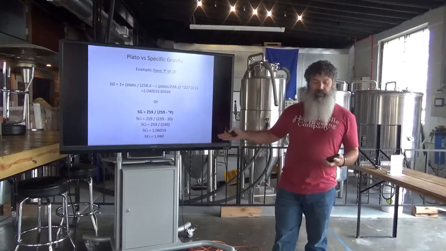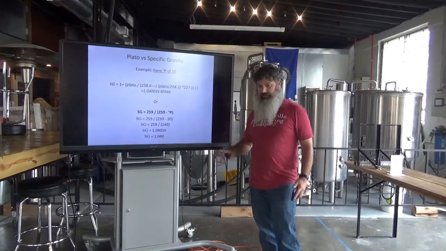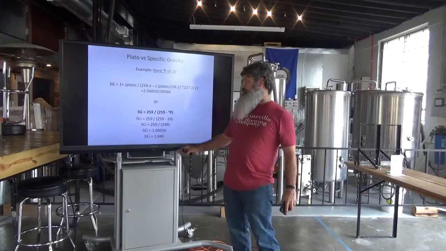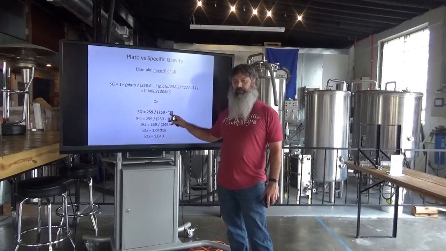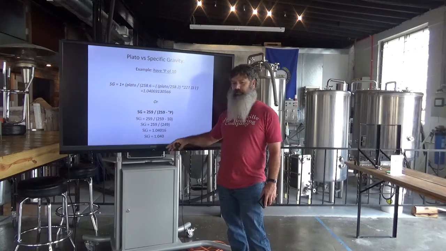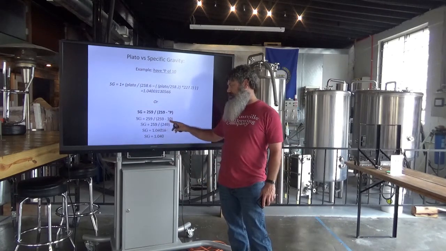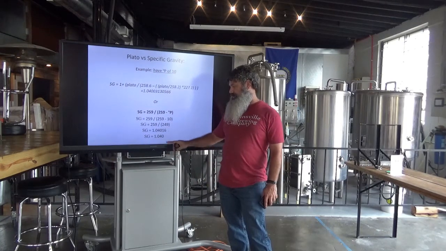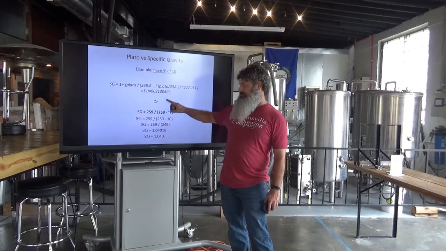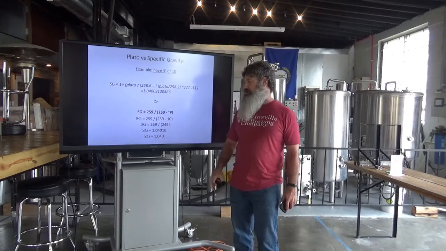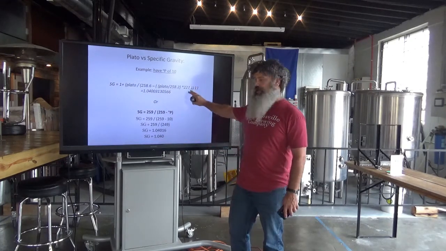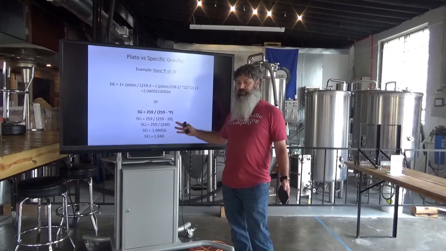If you have a simpler method and a whole lot easier, you simply take 259, reduce that by your Plato, and you divide that by 259. So if you do the formula out here, you can see I did it by steps here. You're going to come up with the same exact specific gravity here. Obviously this is more accurate. This is really dialed in.